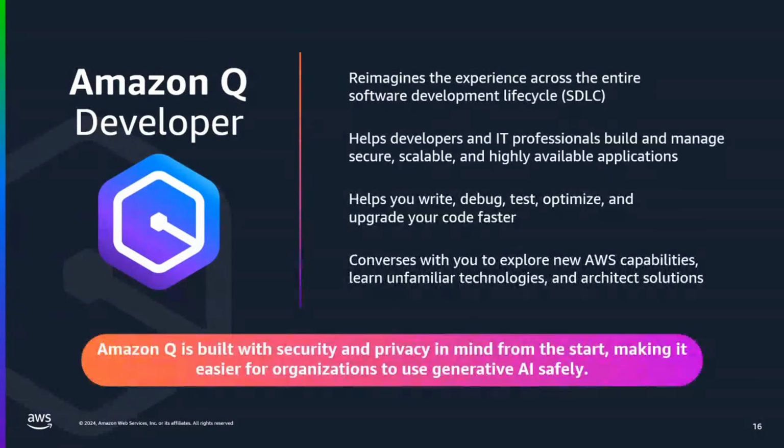So Amazon Q Developer, as you see, it reimagines the entire software development lifecycle experience. It can help developers and IT professionals to write code faster, debug applications, and test applications. And not only that, security is of utmost importance. Right? It's one of the top priorities at AWS. So it is built with security and privacy in mind.